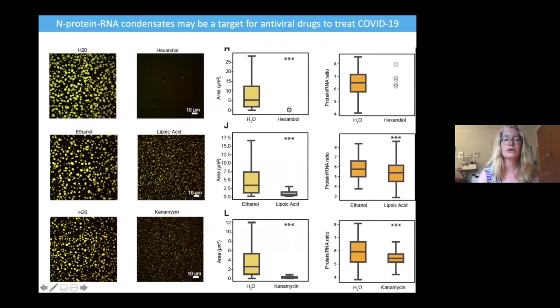Hexane diol is an extreme case. Please don't take this therapeutically, but this disrupts these condensates. Lipoic acid is something that's been known to impact stress granules, also can disrupt the condensates, and interestingly, kanamycin also can interact and appears to change the size and the distribution of the condensates.